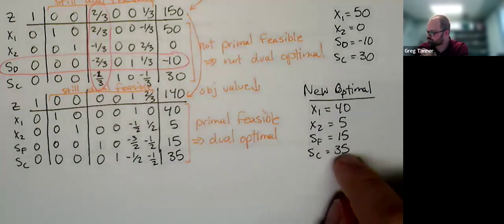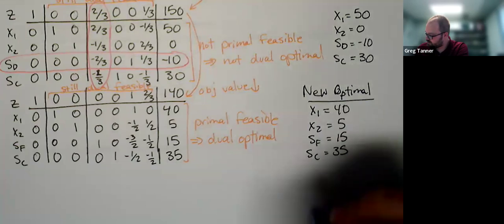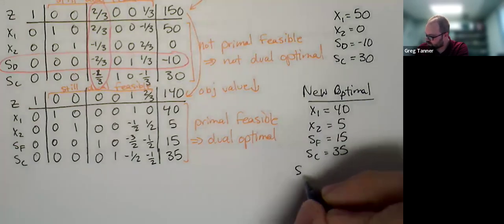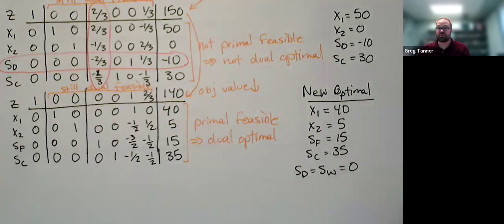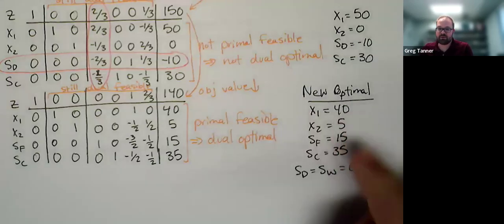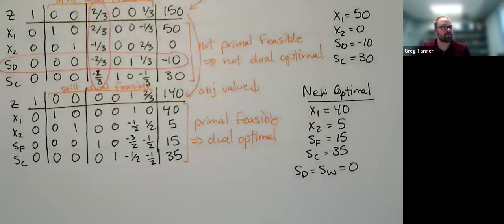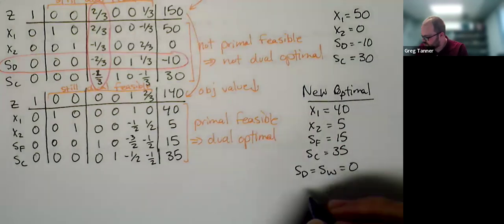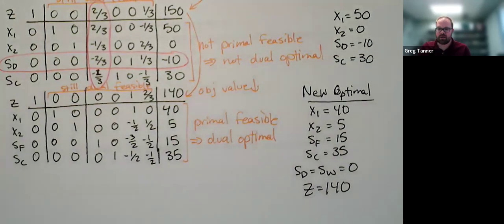underutilized labor. And so those are all my basic variables. My non-basic variables are my slack for demand and my slack for wood. Both of those are equal to 0. There's no slack in those constraints. I'm using up all the demand for soldiers that's possible, and I'm using up all of my available wood resources in this current optimal solution. Okay, so summarizing, my new objective value is 140. It's less than what it was before I had a crunch on the amount of wood available.